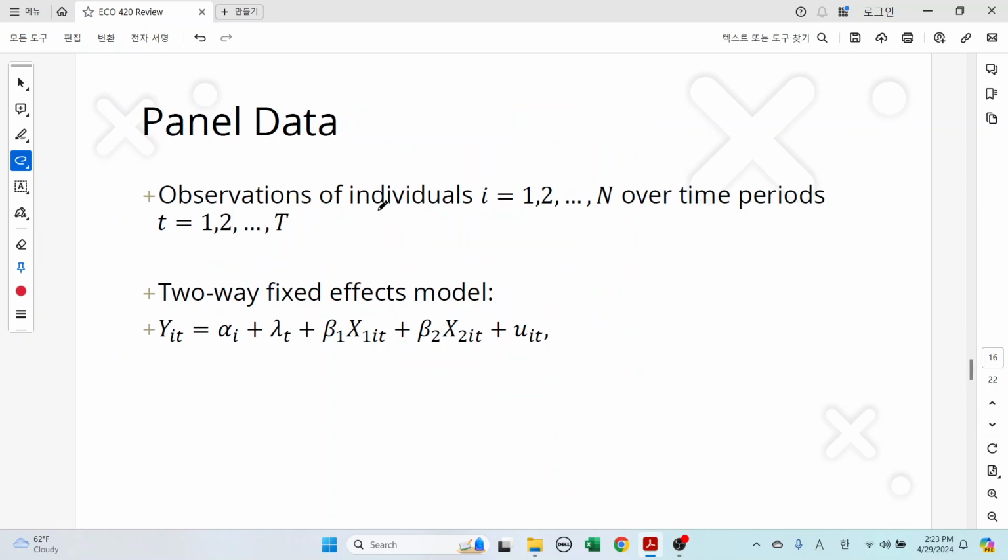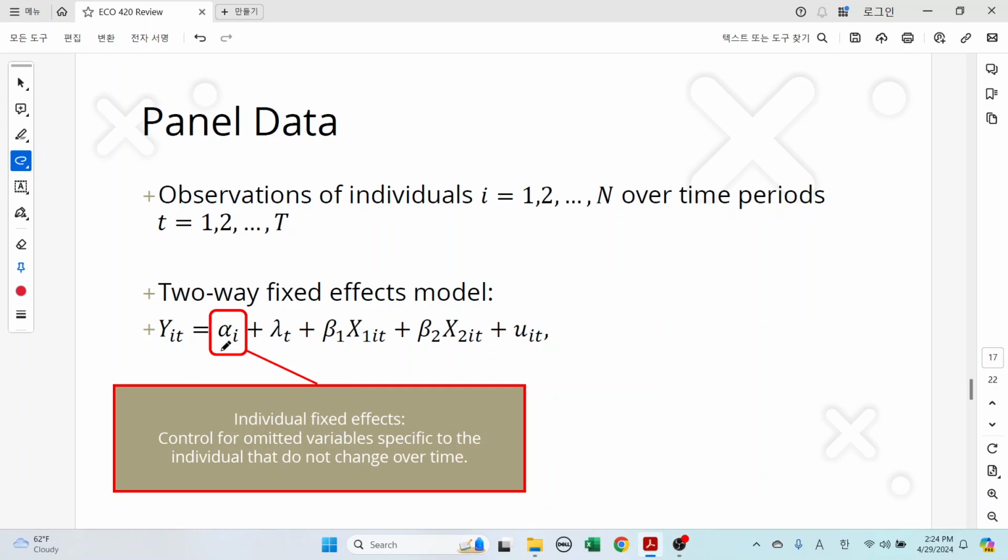Okay, and then the next topic, panel data. The idea is pretty simple, right? Basically, we have an additional structure over time. So we not only observe people, but we observe the same people over time. Then in the end, we include these two fixed effects, so we call it a two-way fixed effects model. These are the same linear regression part.